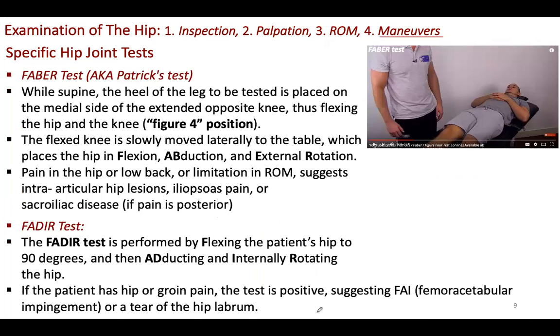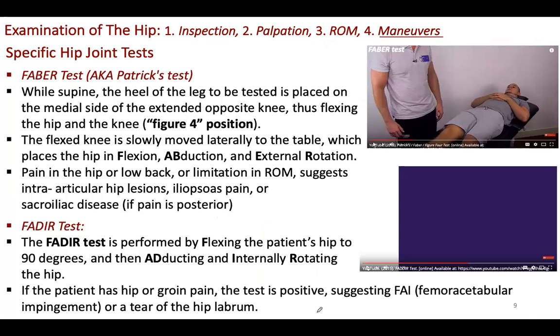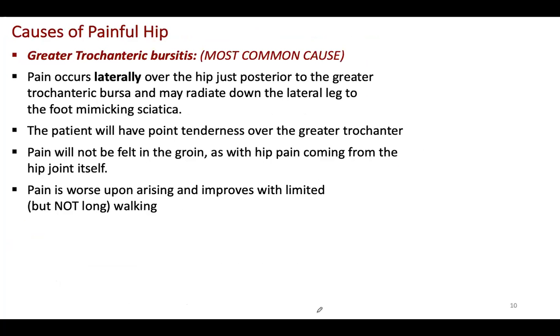Faber test and Fader test, I'm going to leave them for you to read. They are not very clinically significant. Now let's talk about causes of painful hip.